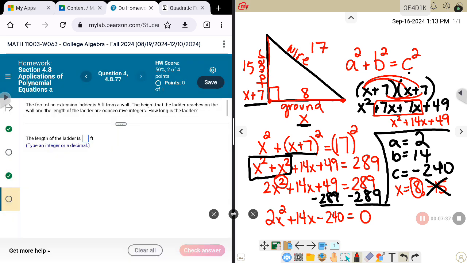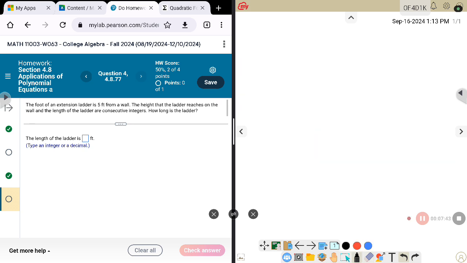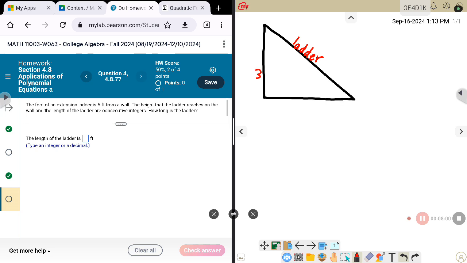Okay, let's look at this next problem. The foot of an extension ladder is 5 feet from a wall. So let's draw this out again. Here's my ladder, and it's leaning up against the wall. The foot of an extension ladder, so that's talking about right here, is 5 feet from a wall. It's important where you put your numbers. The foot of the ladder is 5 feet from the wall, so that's going to be the 5.